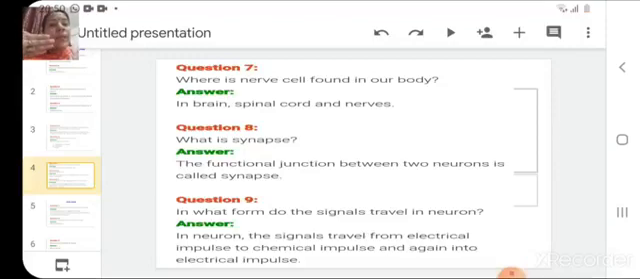One impulse is coming in the form of electrical impulse. Now at the end point of that neuron, this electrical impulse will convert into chemical impulse. How? By a secretion of a chemical which is known as neurotransmitters. In higher classes you will learn about the neurotransmitters. So the electrical impulse is now converting into chemical impulse, and when it is coming into the next neuron, neuron 2, it will again convert into electrical impulse. That is how this transfer of impulses takes place in our nervous system. So the answer to this question is, in neurons, the signals travel from electrical impulse to chemical impulse and again into electrical impulse.